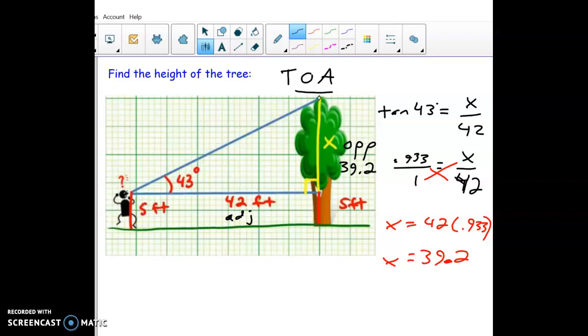That's just this yellow piece here. We've also got to account for the extra 5 feet because our triangle started 5 feet off the ground. So our full height would be 39.2 plus 5, so that would be 44.2 feet tall.